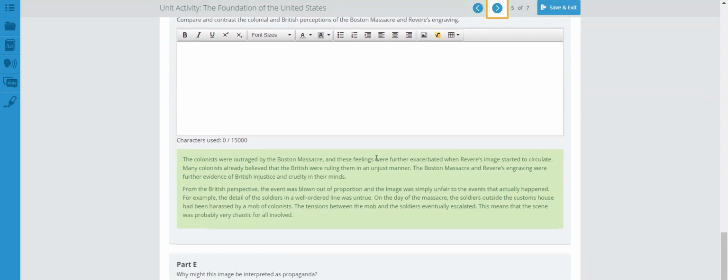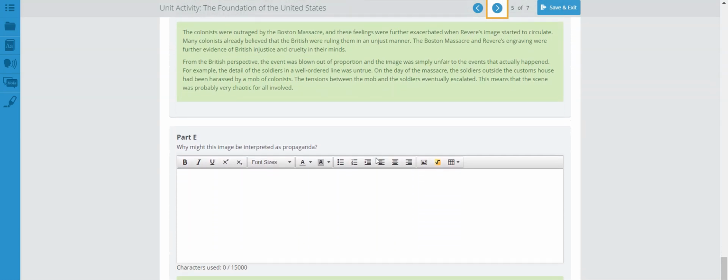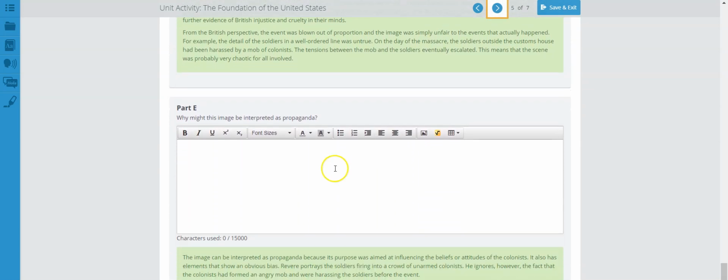Please make sure that if you're using outside sources, you're not copying, but you're being truthful with yourself and your teacher, because if the teacher finds out you were being dishonest by copying and pasting, he or she will return the work back to you. Part E.